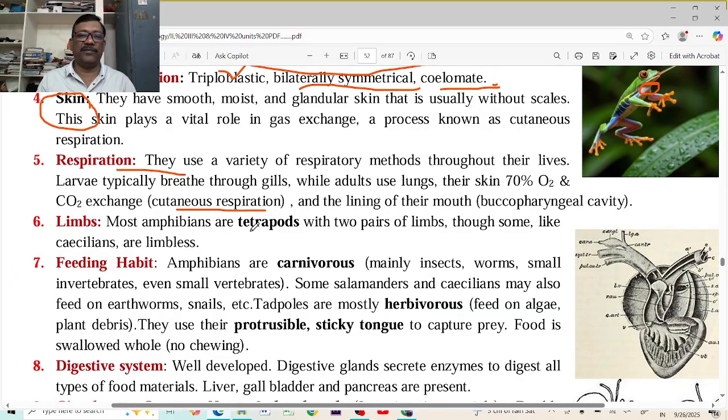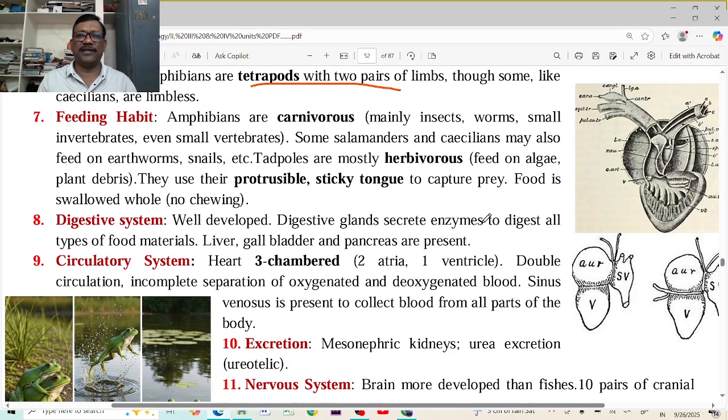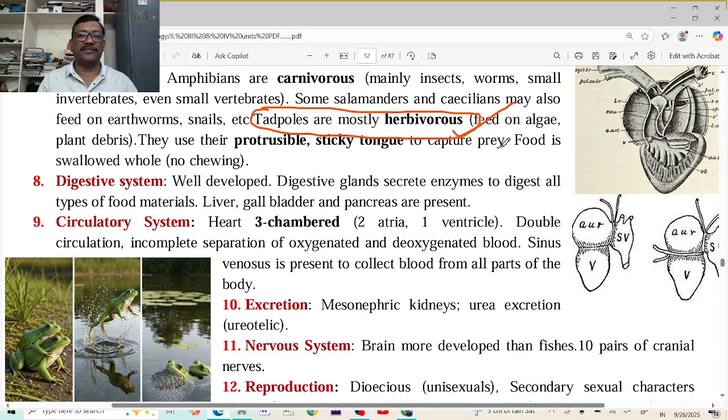Limbs, tetrapods: these actually belong to the superclass Tetrapoda. Feeding habit: these are carnivorous animals. They can eat insects and small animals. The digestive system is completely developed. But only the adult organisms are carnivorous. The tadpole larva, which is the larva of the frog, is herbivorous, living like a fish and eating algae and plants.